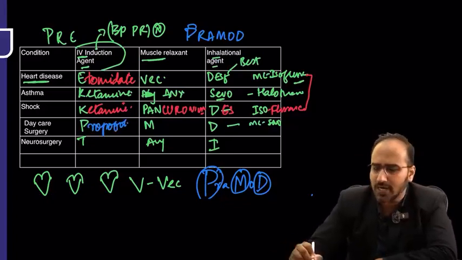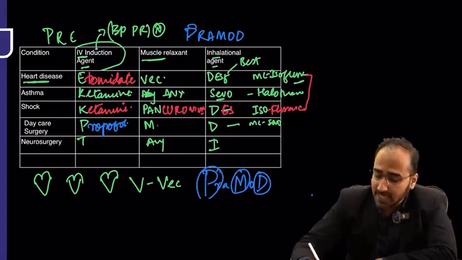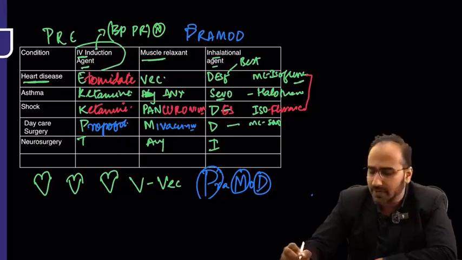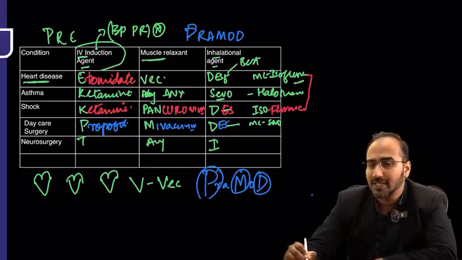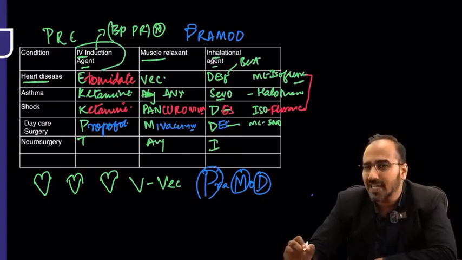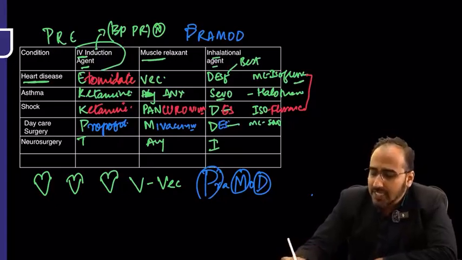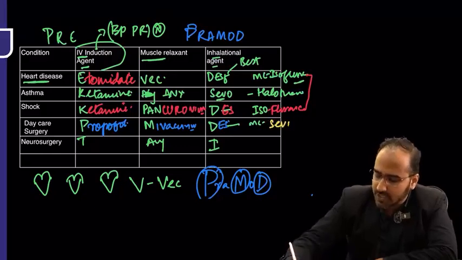Why? Because with a duration of less than 2 hours, it is gone. The muscle relaxant of choice is mivacurium. The shortest acting non-depolarizing is mivacurium. Whereas the inhalational agent is desflurane. It is best. But again, it is causing airway irritation. Hence, most commonly what we choose for daycare surgery is sevoflurane.